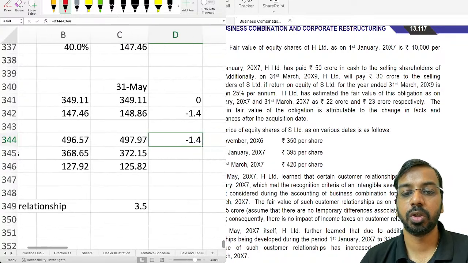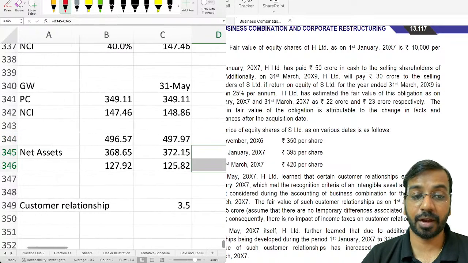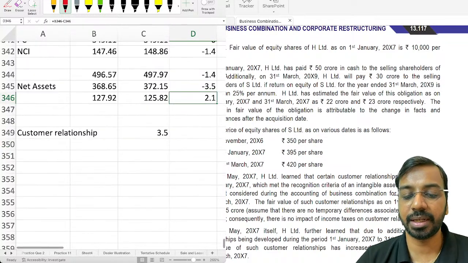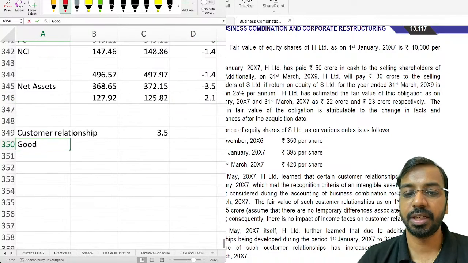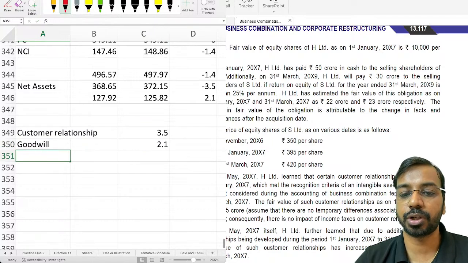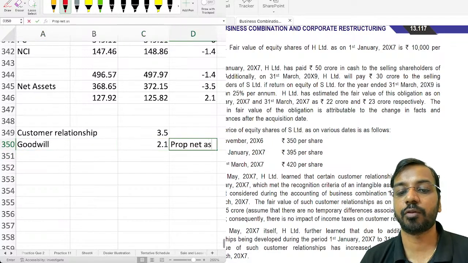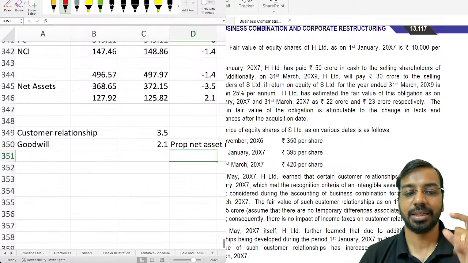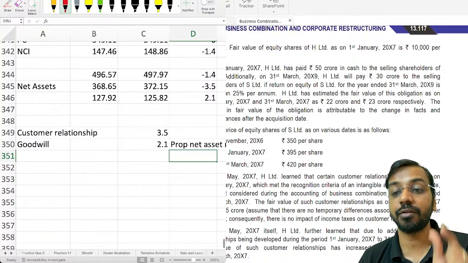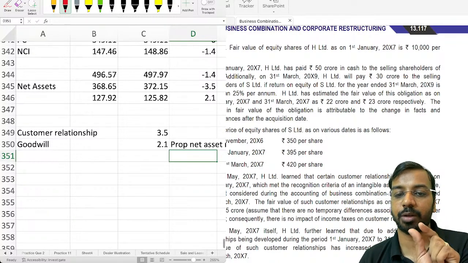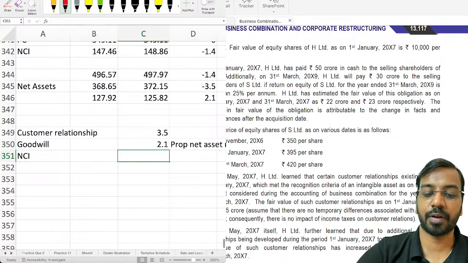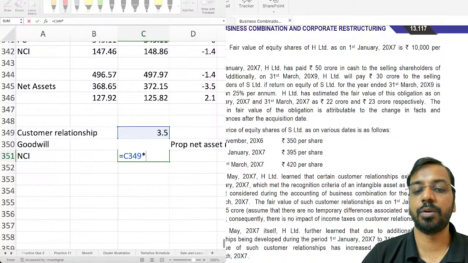And assets increased by 3.5, goodwill decreased by 2.1. So the customer relationship increase will reduce the goodwill by 3.5 into 60%. So why only 60%? Because we are following proportionate net asset method. That is why it will have an impact on the goodwill only to the extent of the balance part, that is 60%. Then NCI will increase because NCI share has increased, 3.5 into 40%. This much will be going to NCI.